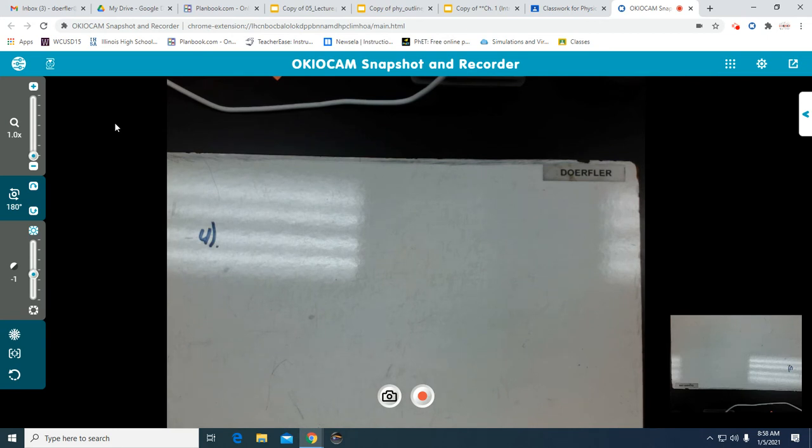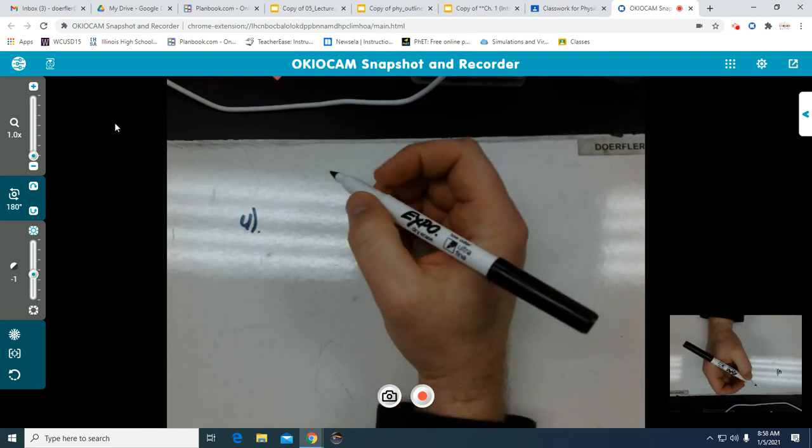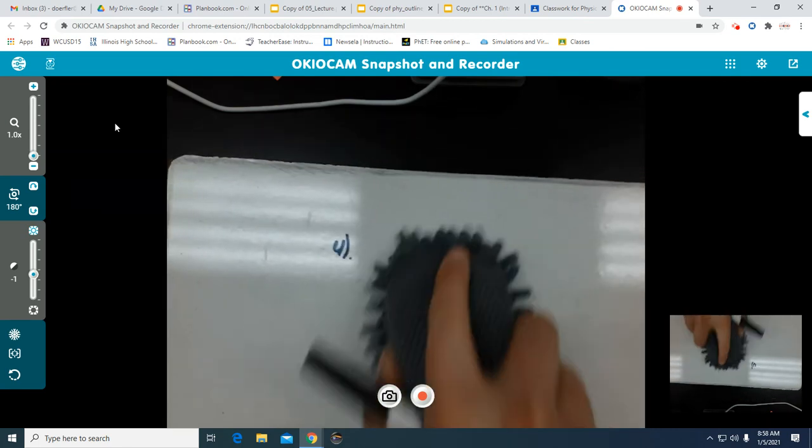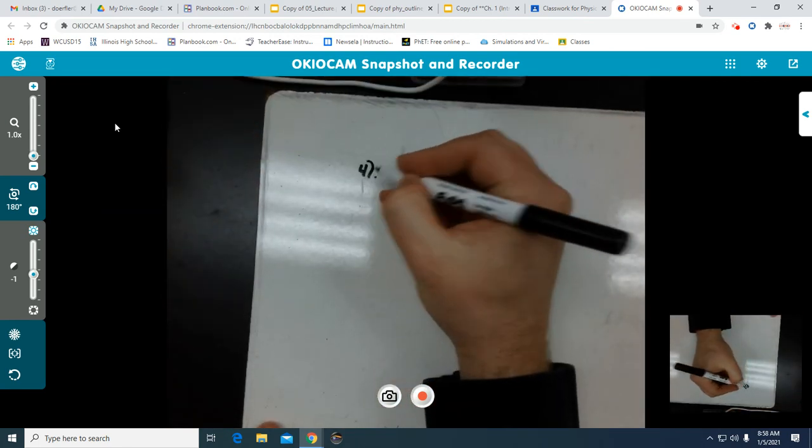Okay, so 4a. We have a 0.5 kilogram object at rest. A 3.00 Newton force to the right acts on the object during a time interval of 1.50 seconds. What is the velocity of the object at the end of the interval? Okay, so let's look here. So we got 4.